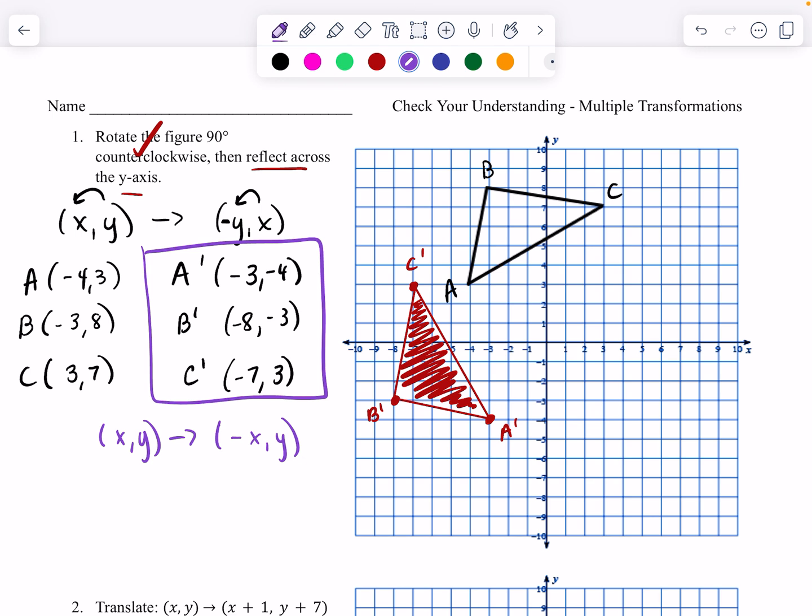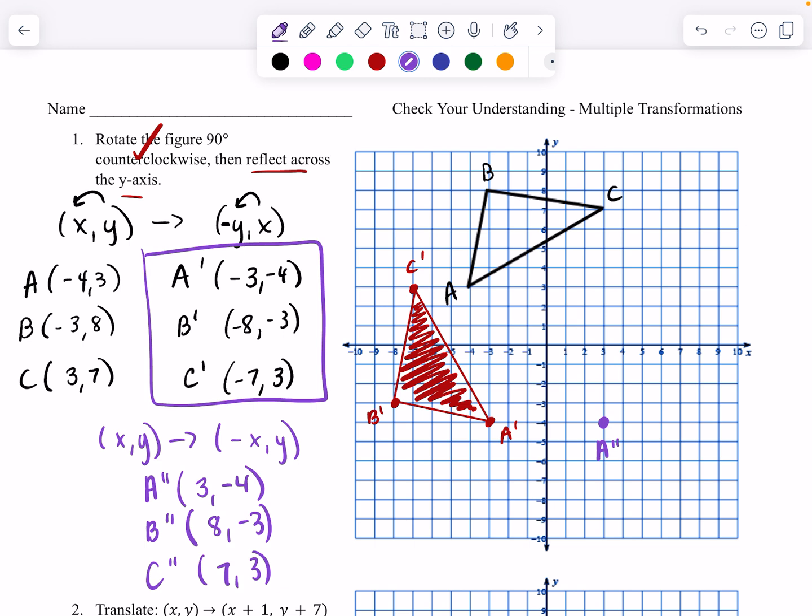So this A now, and the second thing is that this becomes a double prime because this is the second transformation. So that becomes 3, -4. B double prime becomes 8, -3, and C double prime becomes 7, 3. So then if I come over here and do the exact same thing that I did, I'm just going to label, let's see here, 3, -4 is A double prime, 8, -3 is B double prime, and 7, 3 is C double prime.